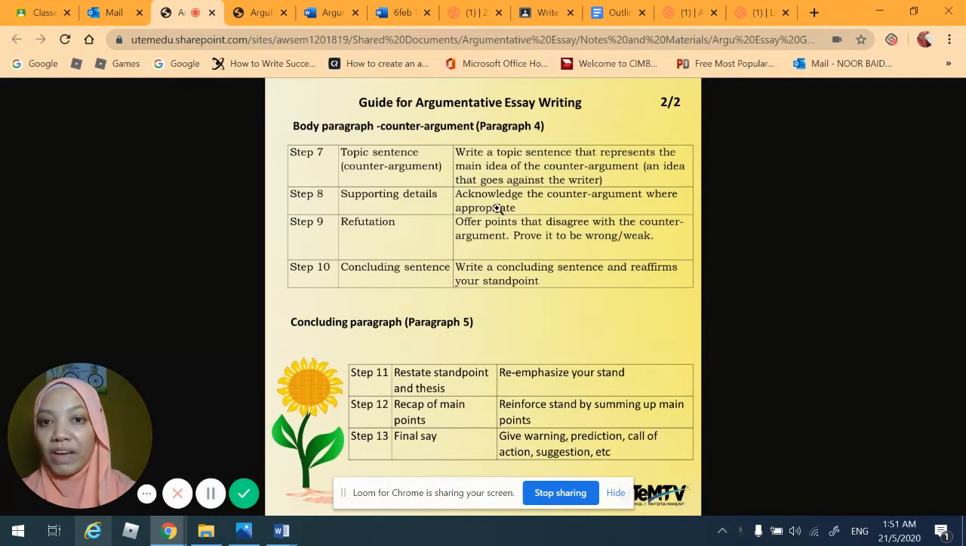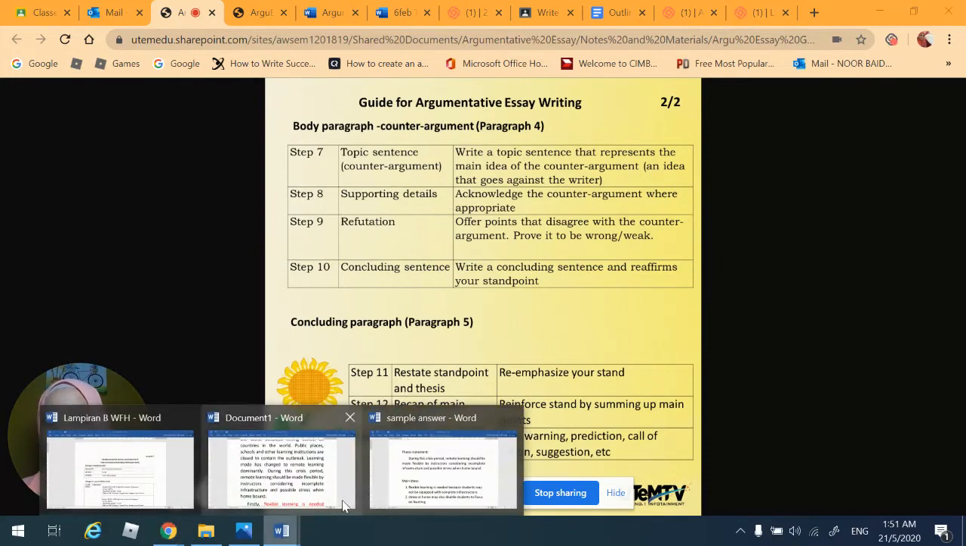In paragraph 4, you have the topic sentence, which is the counter argument. I will show you a sample essay so that you can see how all these steps can be applied.